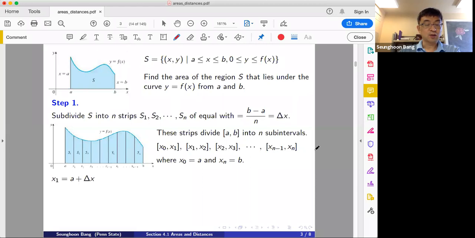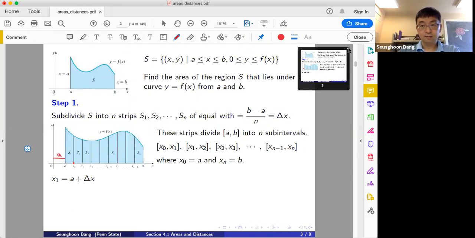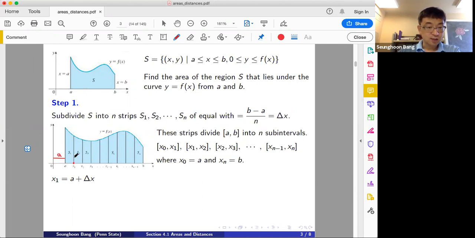What's x1? a plus delta x here. Point x1 is here. So this length is exactly a. What's this length? From here to here is exactly the same as delta x, (b minus a) over n. This is delta x. So this point is a plus delta x, the first one. Second one, x2, just like x2 here.